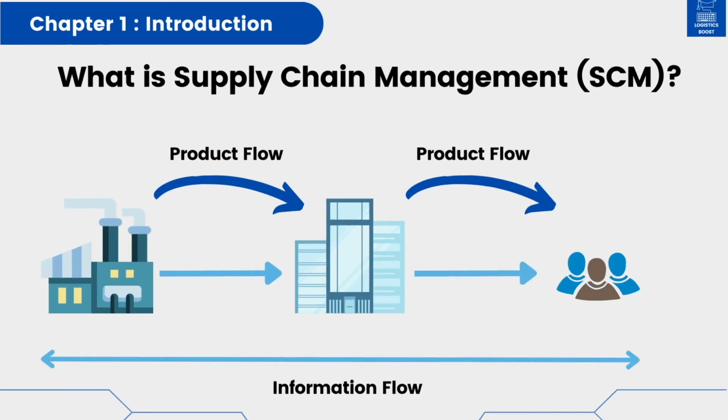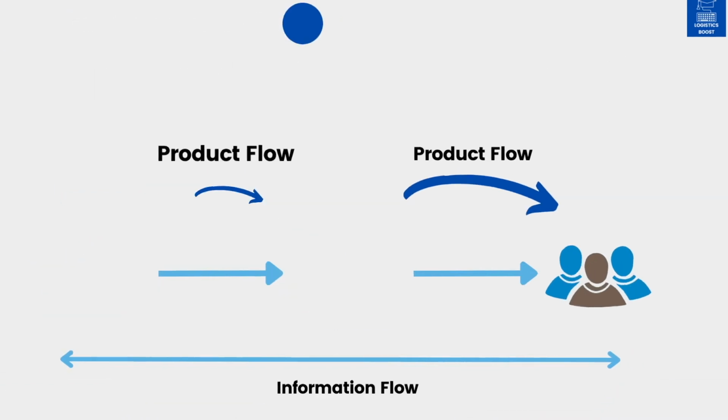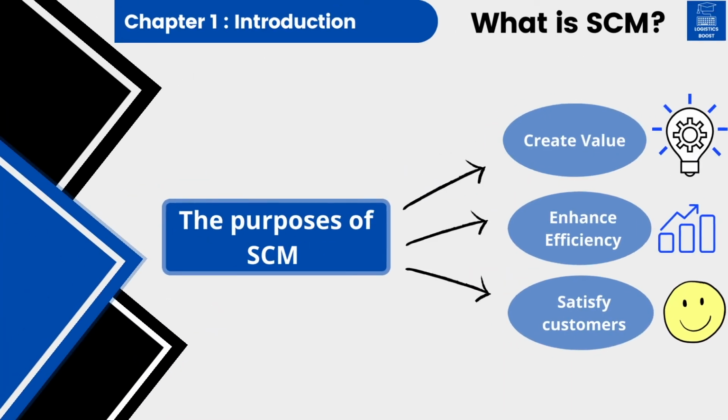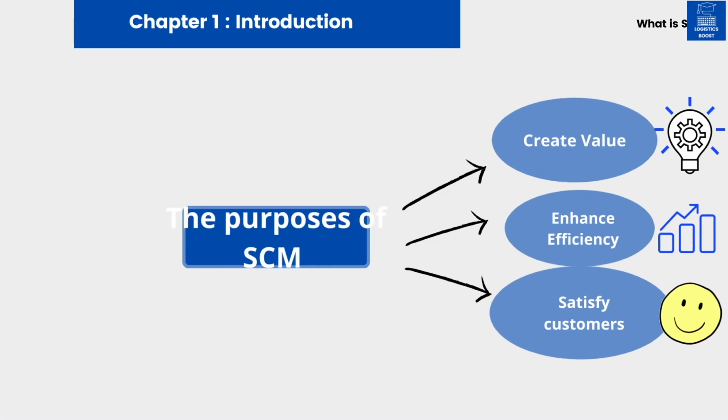Now, what is supply chain management? Supply chain management is the management, across and within a network of upstream and downstream organizations, of both relationships and flows of material, information, and resources. The purposes of supply chain management are to create value, enhance efficiency, and satisfy customers. Thus, the supply chain is a term that is much broader, inter-company, and boundary-spreading than logistics.